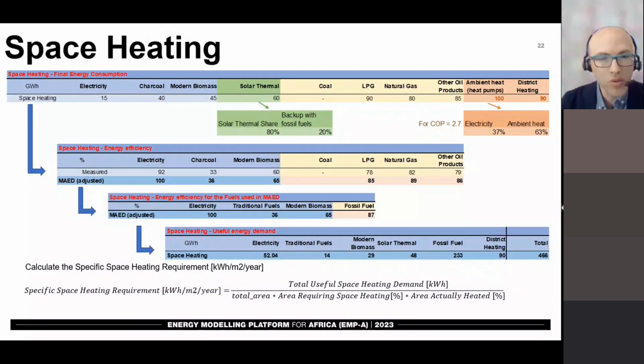This is the total useful energy demand for space heating, and to calculate the specific space heating requirements, we divide this total useful space heating demand by the total area multiplied by the area requiring space heating multiplied by the area that is actually heated. And in that way, we will calculate the specific space heating requirement.